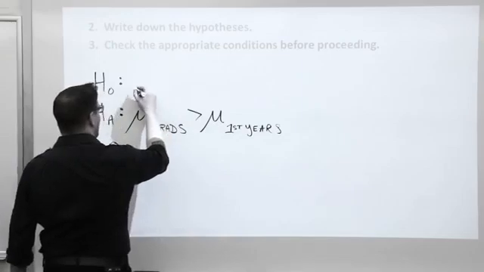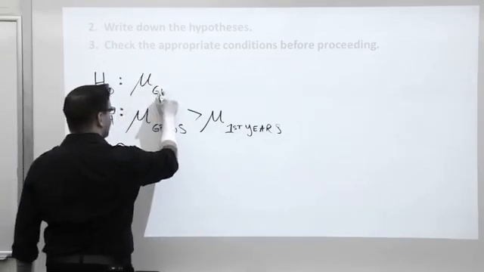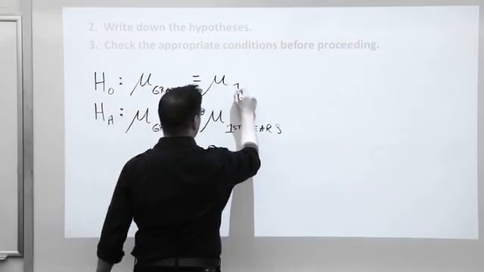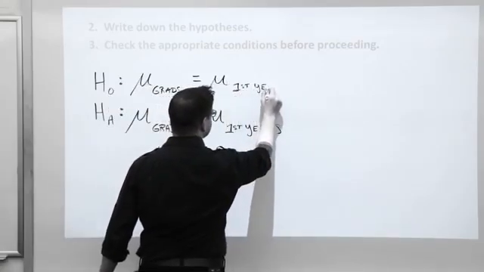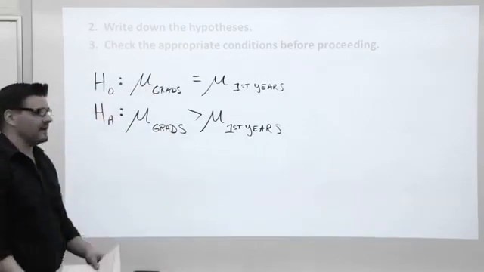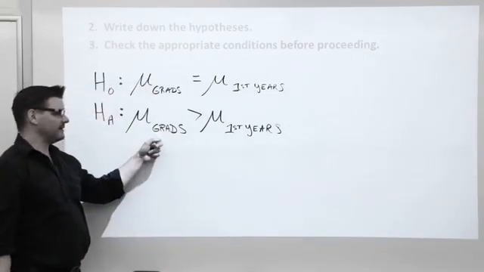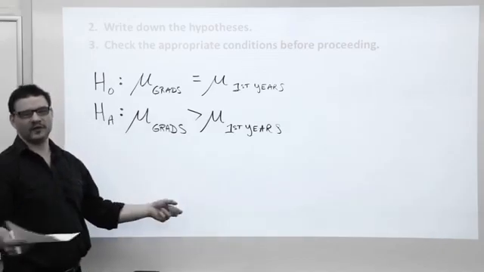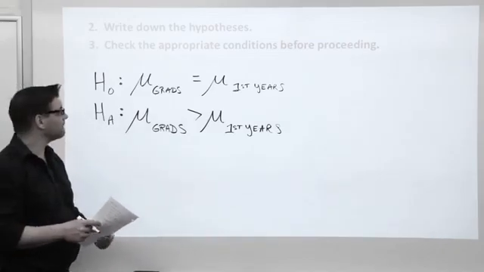We'll always assume equality up in the null. So mu for the grads equals mu for the first years. We're looking for evidence that the grads do better. We start by assuming that both groups do equally as well on this exam.